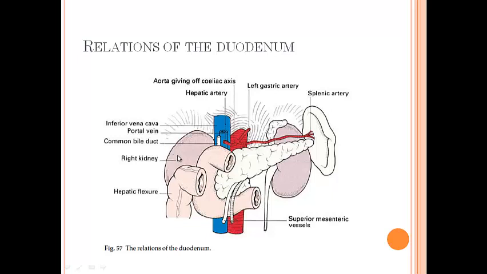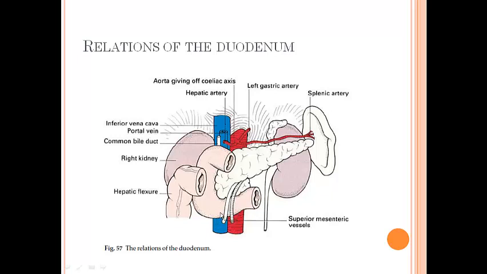Okay, and then again, it's been removed, but in this region here, you should also have the liver. So the duodenum also comes in contact with the liver as well. Okay, if we take the fourth part, and this can also apply to the second part as well, but you can see posteriorly it's related to the inferior vena cava. Oh, sorry, not the fourth part, the third part, the third and fourth.